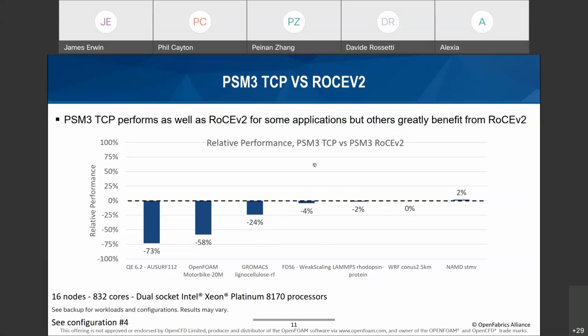will perform just fine with TCP. And others will greatly benefit from RoCE. So the applications on the left here are ones that are more latency sensitive and actually are impacted by the TCP stack more so than the applications on the right that we've tested at this scale.